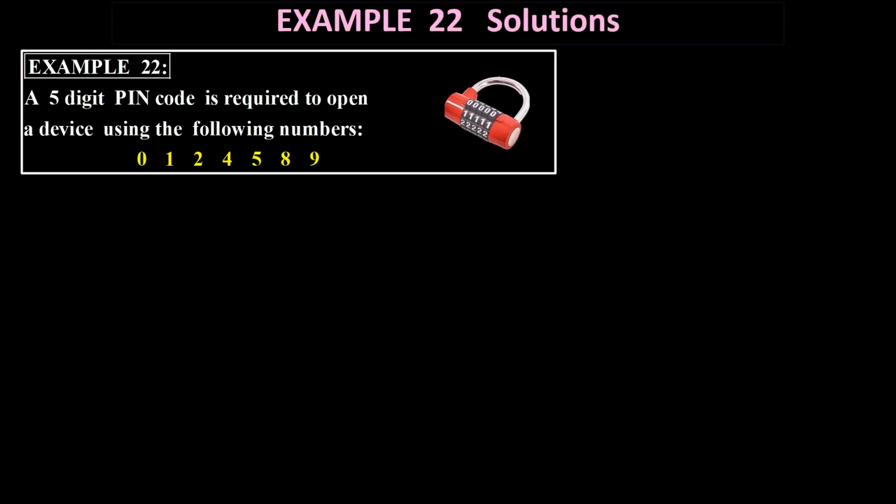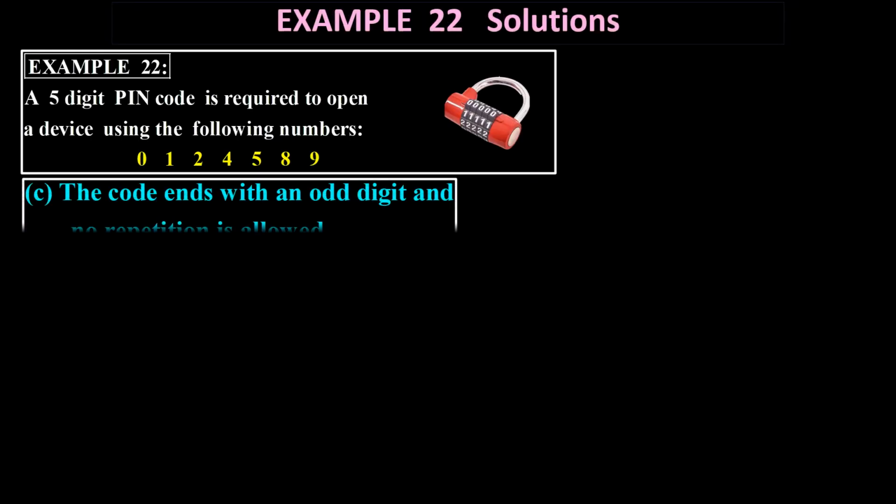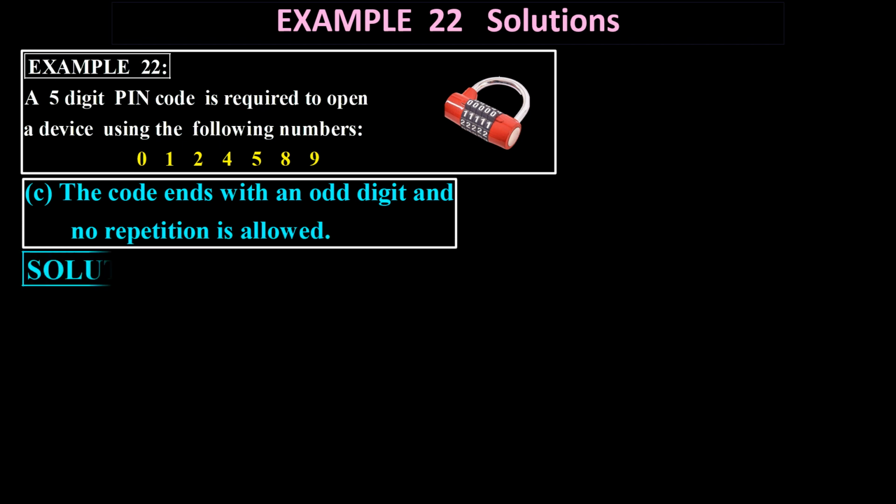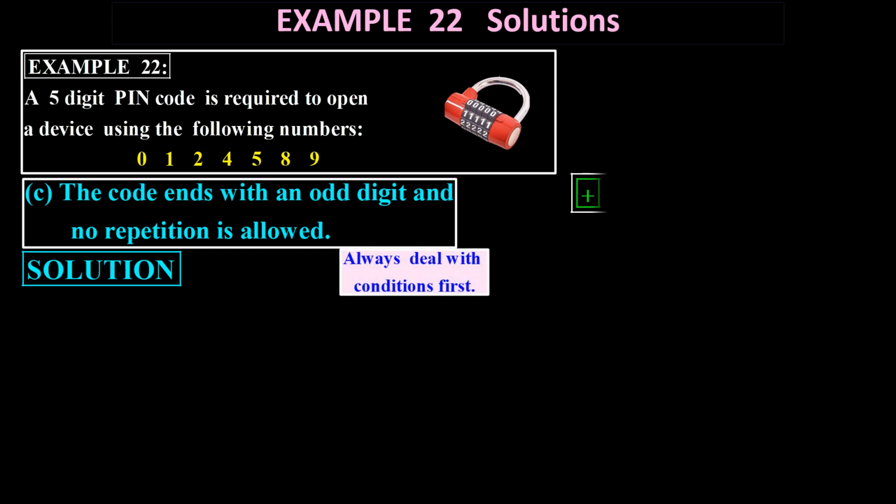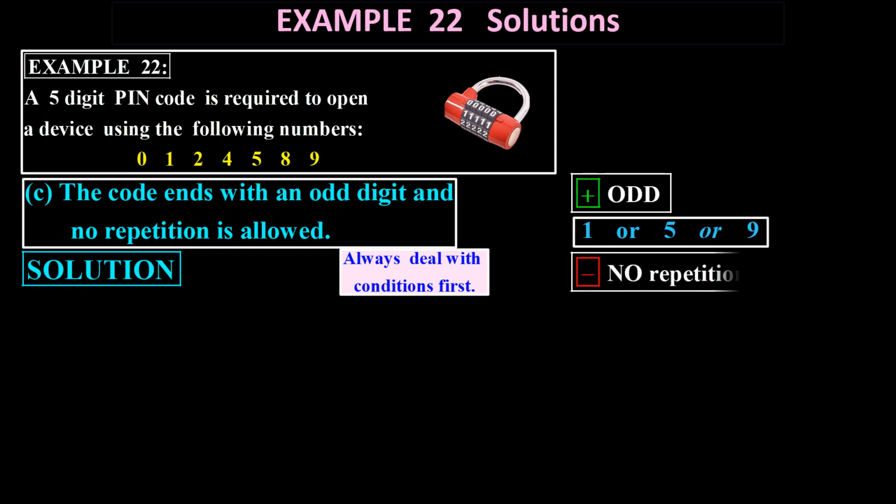Let's look at this password with these requirements here. It says the code must end with an odd digit and no repetition is allowed. Okay, so let's look at the conditions. Always make sure you understand your conditions. It says odd number. So what are the odd numbers there? 1, 5, and 9. So we only have 3 odd numbers. That means it must end with an odd digit, and there must be no repetition, so you need to bear that in mind.